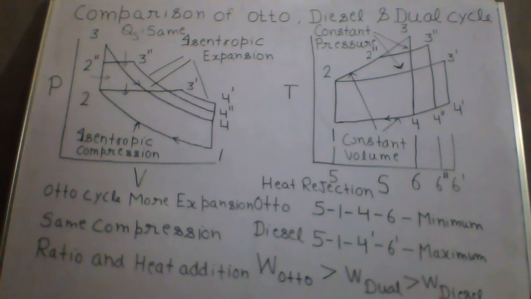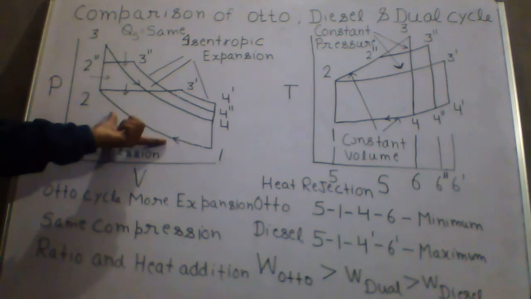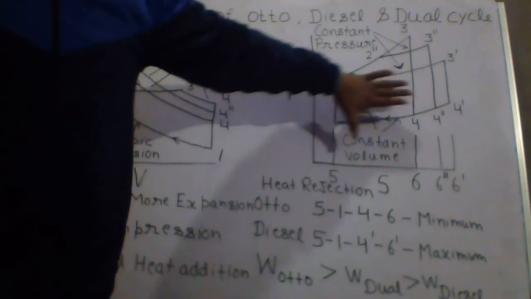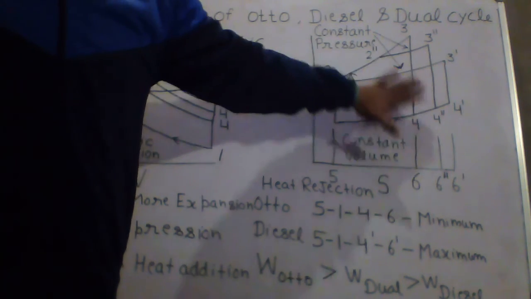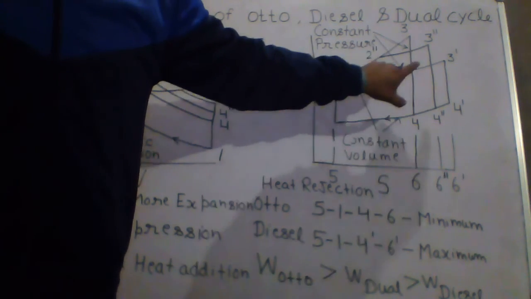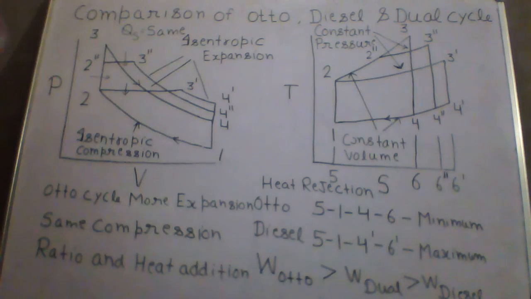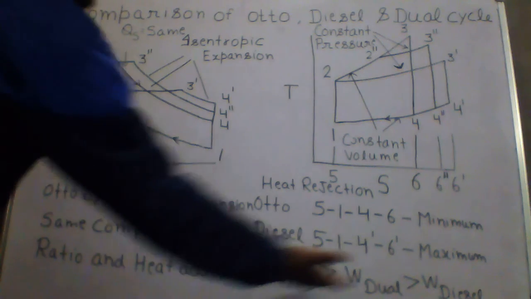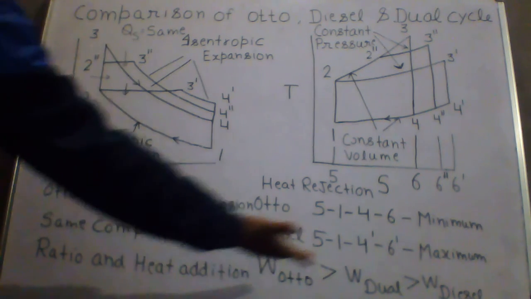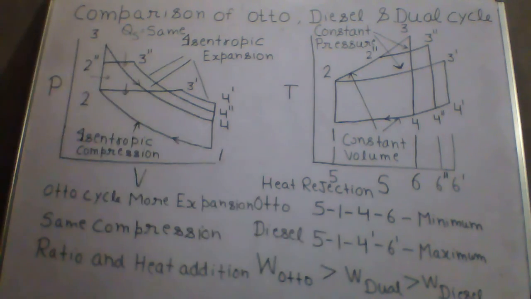So this is the comparison when your compression ratio is same and the amount of heat supplied to these three cycles, whether it is an Otto cycle, a dual cycle, or a diesel cycle, is same. So this is the criteria. So this is your output. Work output for Otto cycle is more as compared to dual and diesel cycle.